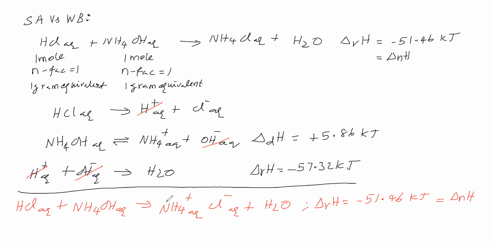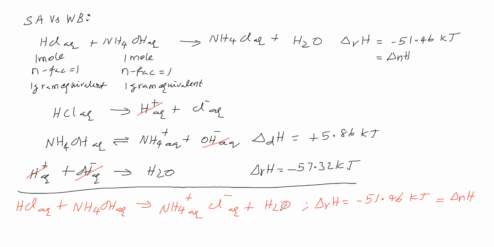In the weak base ammonium hydroxide case, the enthalpy of neutralization is less when compared to strong acid and strong base. What is the reason? Because this weak base ammonium hydroxide consumes some amount of heat for complete ionization. That's why this magnitude is less. So strong acid and weak base means the enthalpy of neutralization is less when compared to strong acid and strong base.